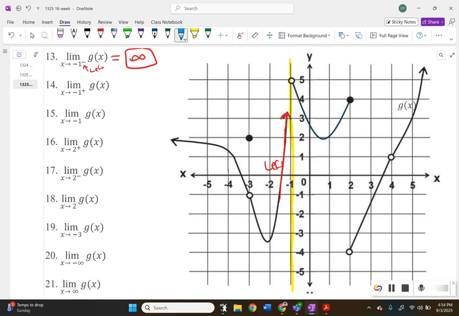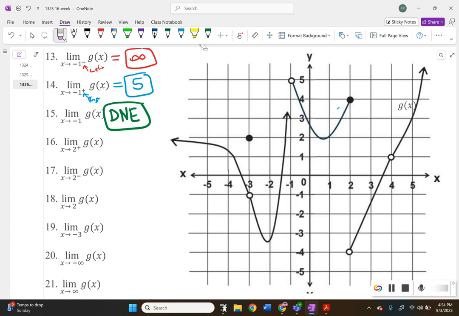Number 14 says the limit as x approaches negative 1 from the right. So I still have negative 1 highlighted in yellow there, and this is the right side. As I follow my graph coming from the right, as I get closer and closer to x equals negative 1, my y values are getting closer and closer to 5. So the limit as x approaches negative 1 from the right is 5. Therefore, the limit as x approaches negative 1 does not exist, because coming from the left and the right, I did not get the same thing.